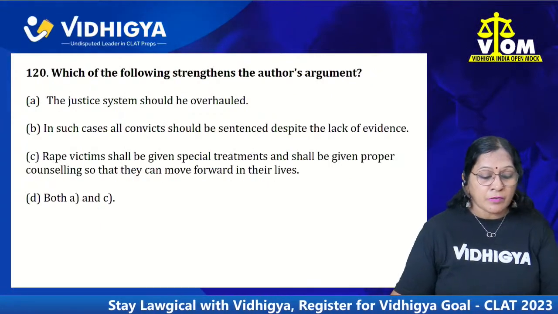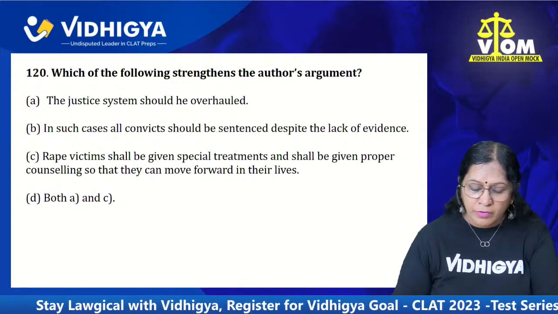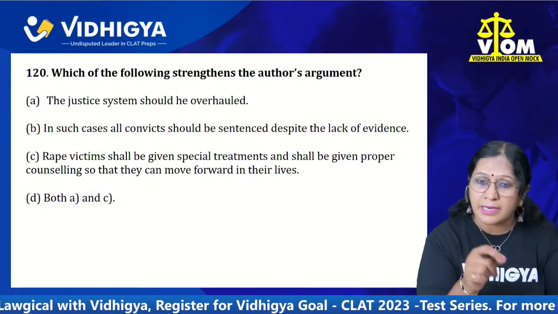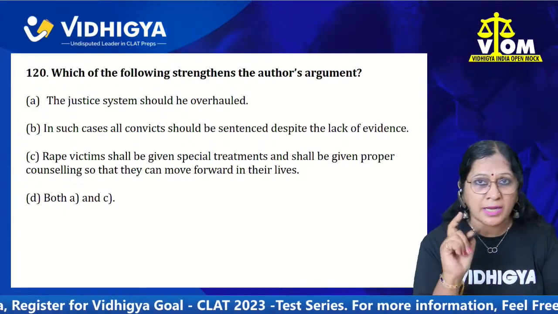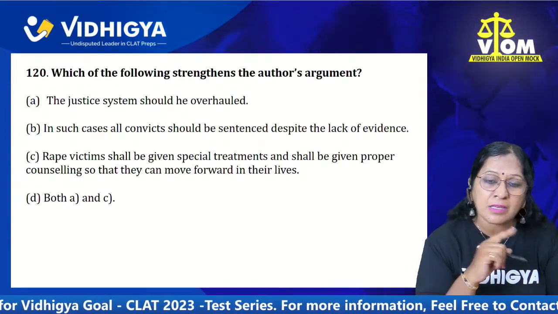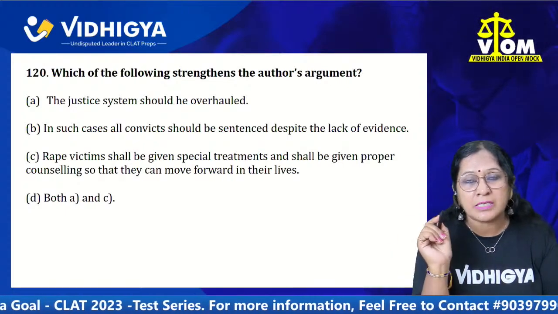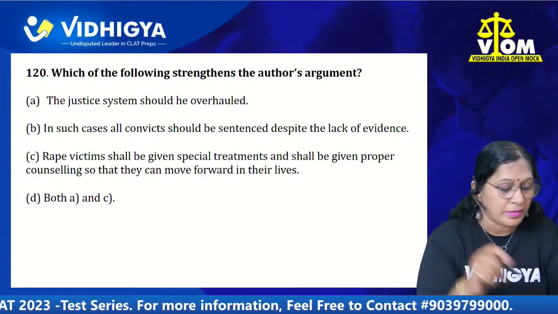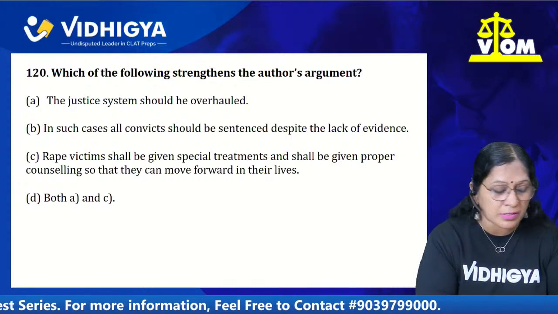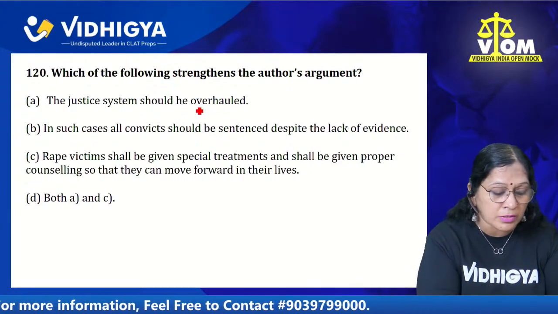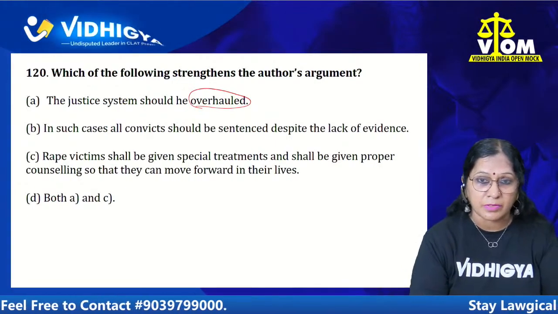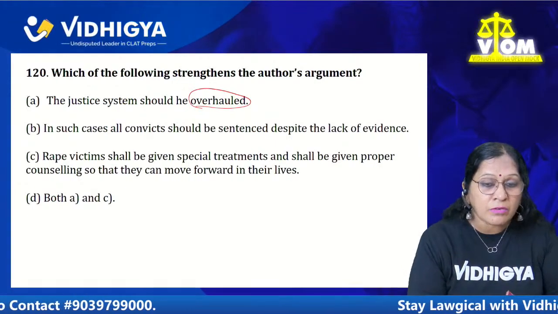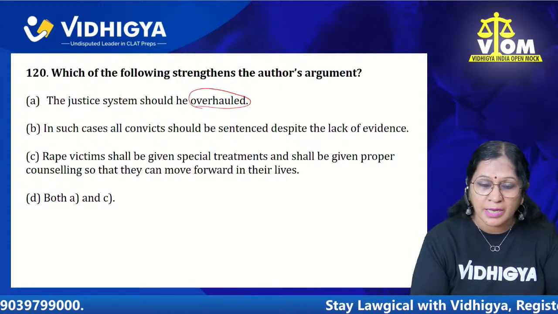Correct. Which of the following strengthens the author's argument? Now we know, see, that is the reason why I said in the beginning only that you should be able to catch the idea of the author. If that is done, then the rest of the questions would seem very easy for us. Right? Which of the following strengthens the author's argument? The justice system should be overhauled. Overhauled means to bring a huge, drastic change in the complete system. So we don't need that. We need only timely and proper justice to be given.